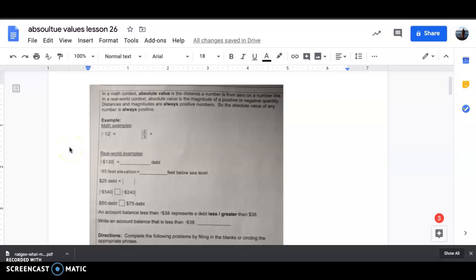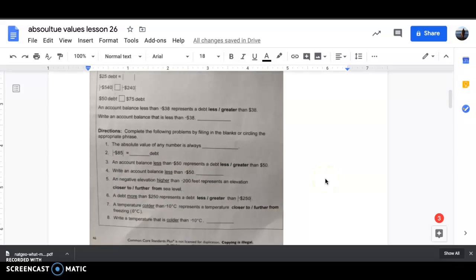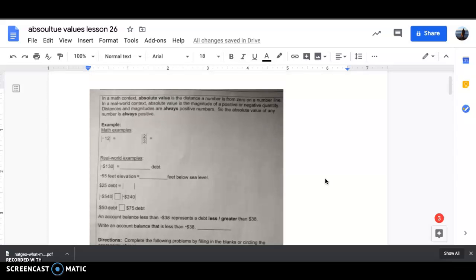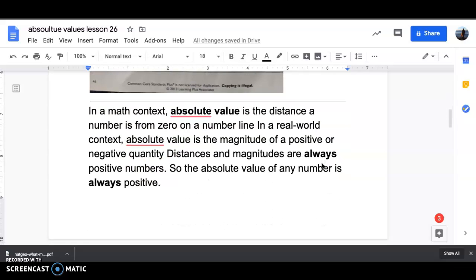Morning class. So today's math lesson is just like yesterday's. We're still dealing with absolute values. And this time I'm going to do the examples on here. And then when you get the paper or the Google Doc, you'll see my examples. So here's the page. And then down here is the work.